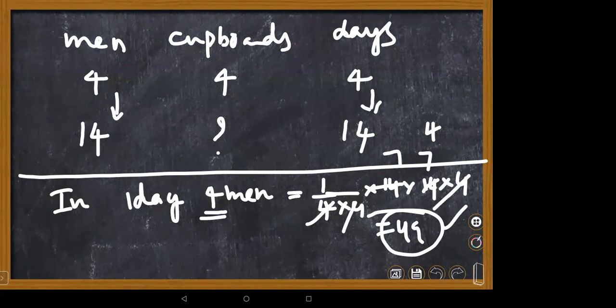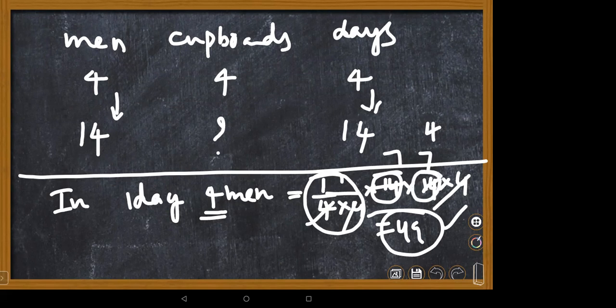Ma'am, 14 into 14 divided by 4, that's what I did. Yeah, 1 by 16th is 1 man's work. Then 14 men's work is 14, you are multiplying with 14. Then how many days are they working? 14 days they are working.